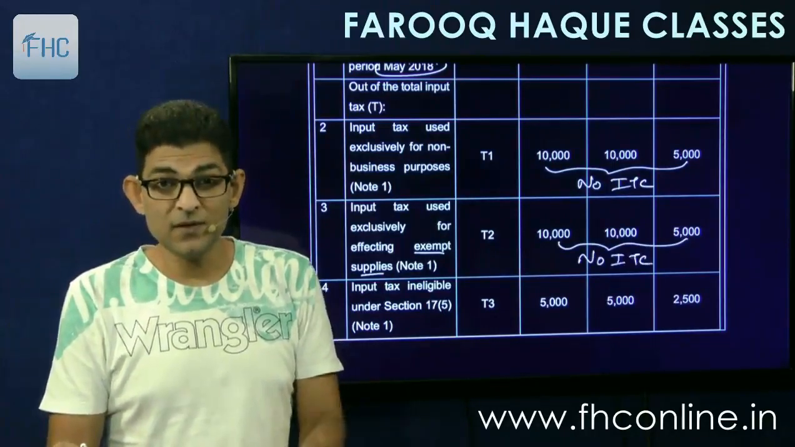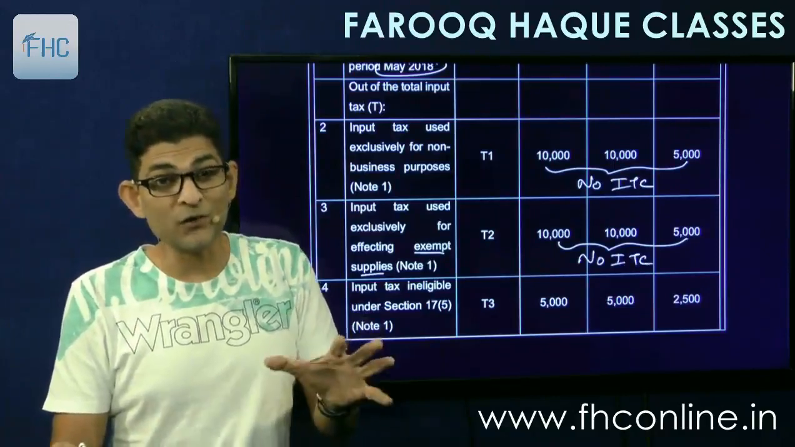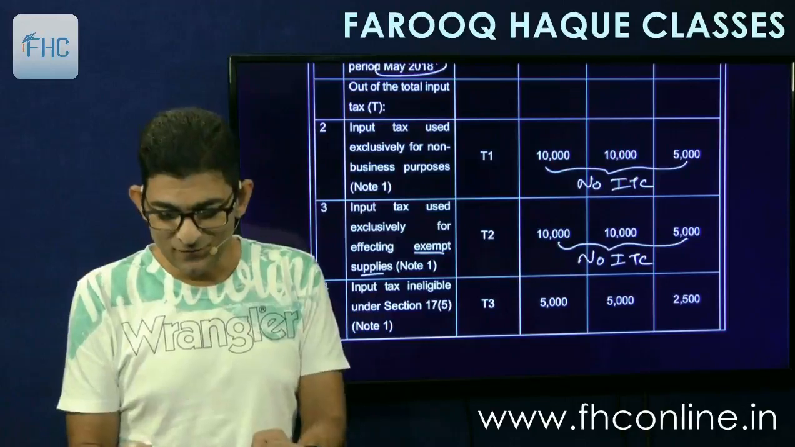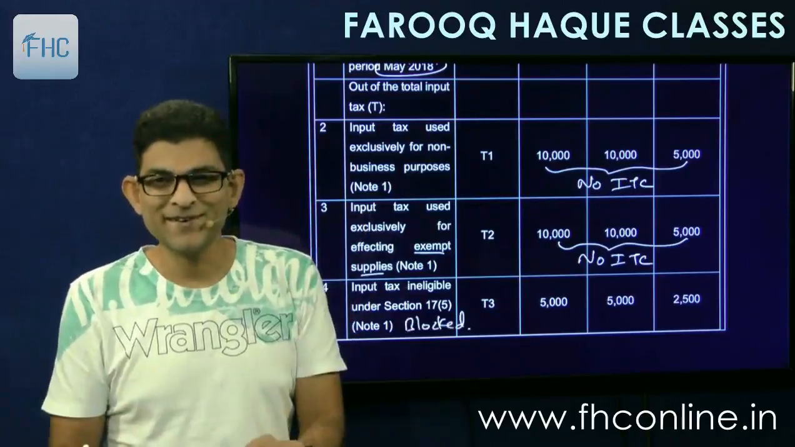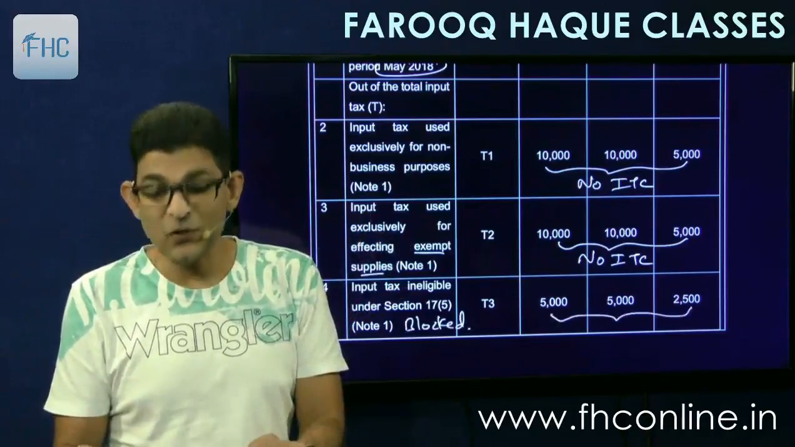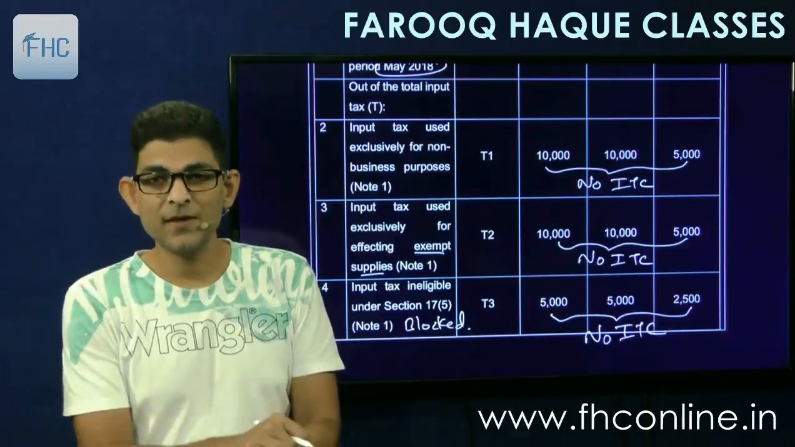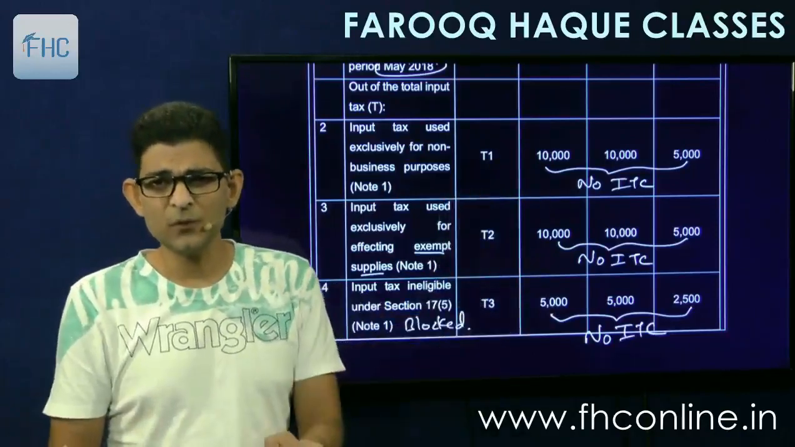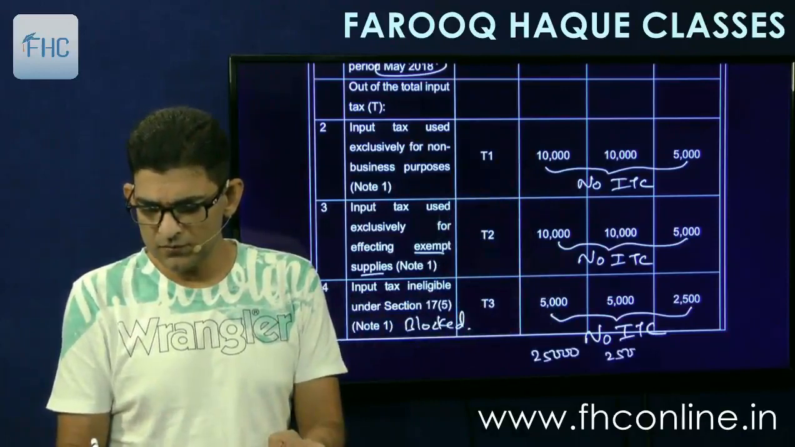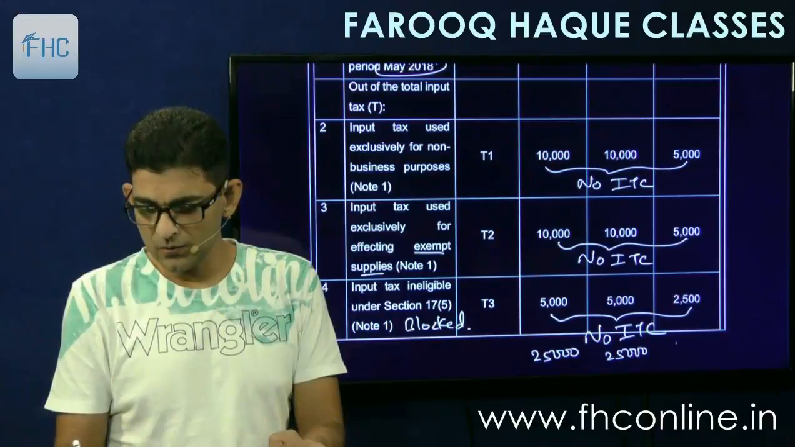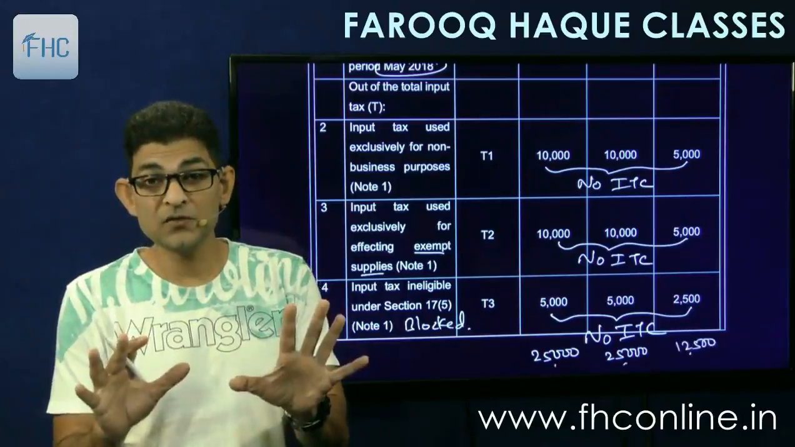Then in the third step you have got input tax ineligible, means the blocked credits. So this is the blocked items. Rasgulla is a blocked item, so no credit again. This is called T3. No ITC. So how much is the total of this? Just calculate, 25,000, 25,000 and 12,500. So no credit will be allowed in respect of these 3 items.